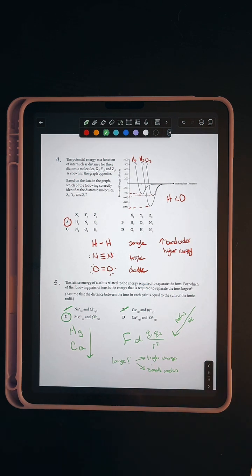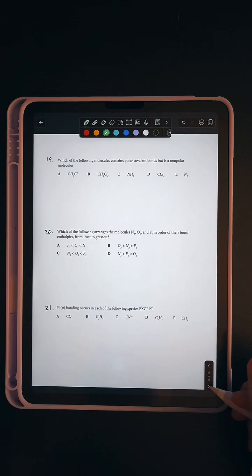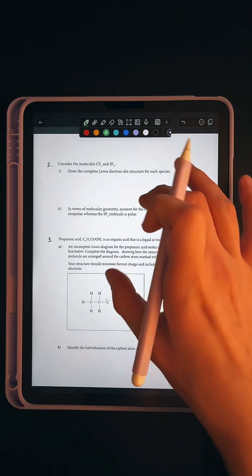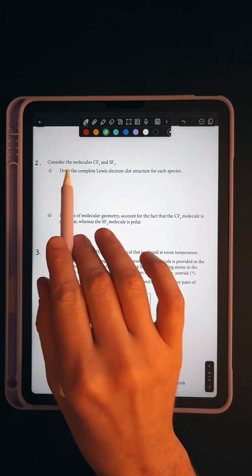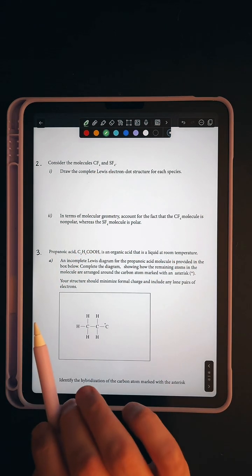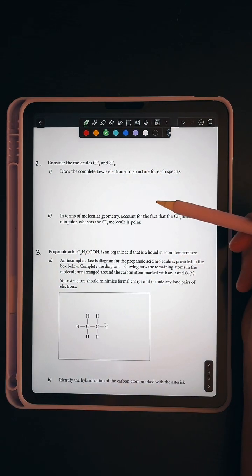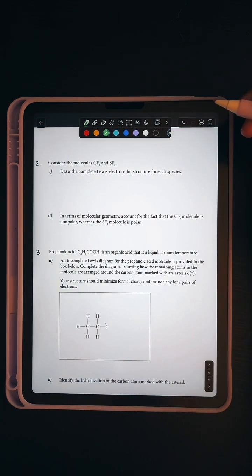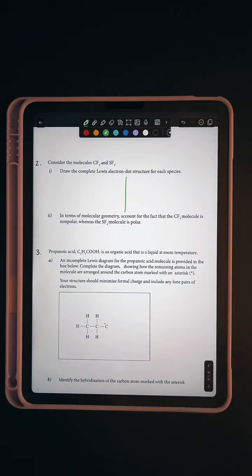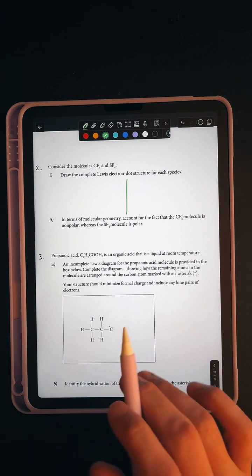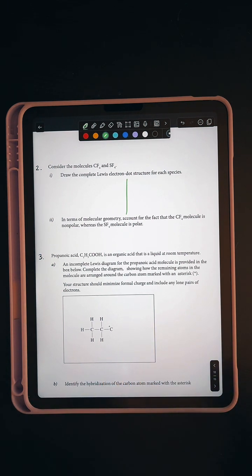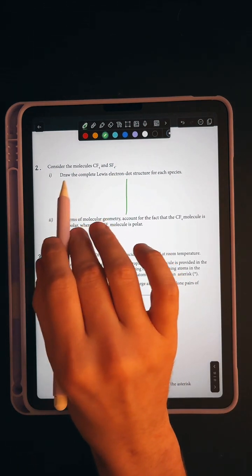Actually, you know what? We haven't gone through a bunch of drawing Lewis structures, so let's go through some. We're going to go all the way to the end. We're going to do number 2. Number 2: consider the molecules CF4 and SF4. Draw the complete Lewis electron dot structures for each species. So here we're asked to write out the Lewis dot structure. Now we're asked to do 2 of them, so I'm just going to draw a line. That way we have one on one side and one on the other. This is chemical bonding, compound structure and properties, unit 2 of AP Chem. So let's go ahead and draw the complete structure.